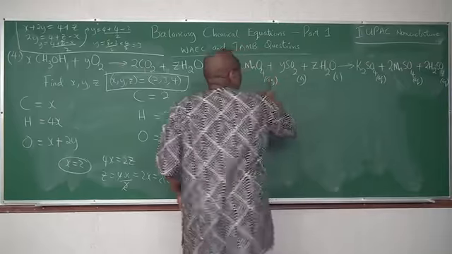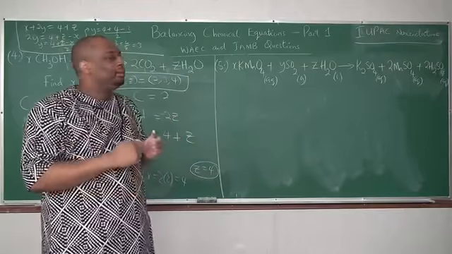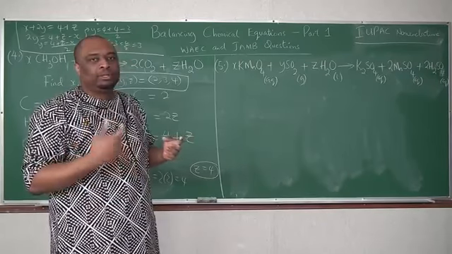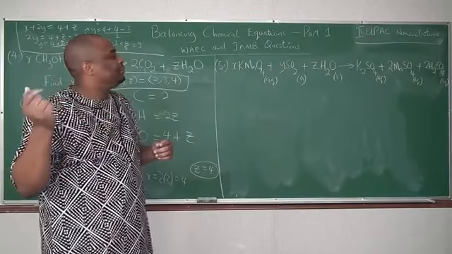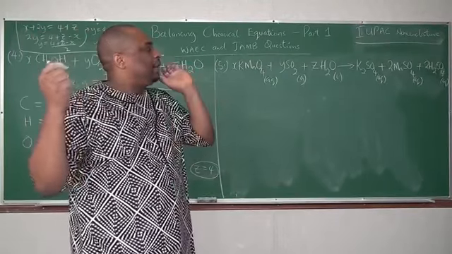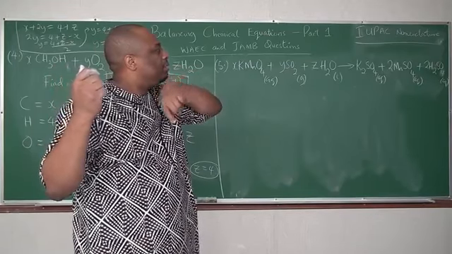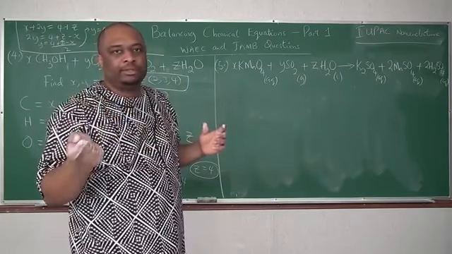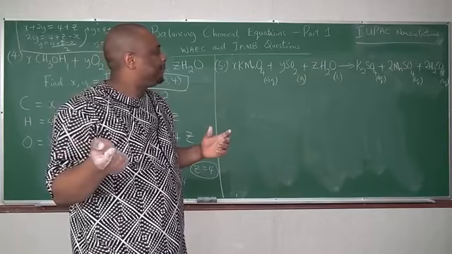In aqueous form, X moles of potassium tetraoxomanganate 7 will combine with Y moles of sulfur 4 oxide and Z moles of water to form 1 mole of potassium sulfate, potassium tetraoxosulfate 6, plus 2 moles of manganese sulfate and 2 moles of sulfuric acid, 2 moles of tetraoxosulfate 6 acid. Okay?